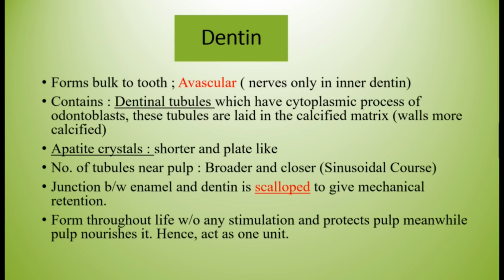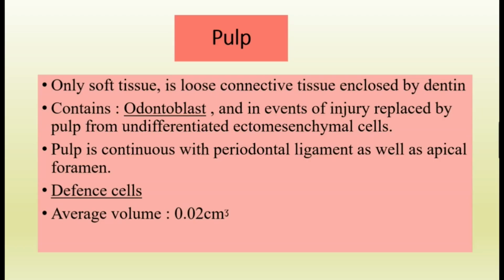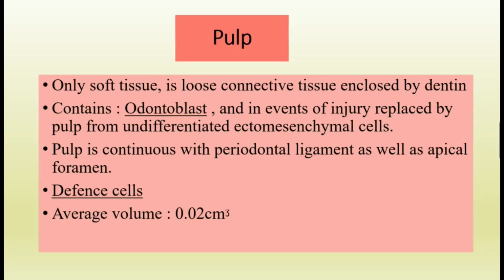Forms throughout life without any stimulation and protects pulp. Meanwhile, pulp nourishes it. Hence, the pulp and the dentine act as one unit. Pulp is the only soft tissue, is loose connective tissue enclosed by dentine. What does pulp do? Pulp nourishes the dentine. Both dentine and pulp have synergistic effect.